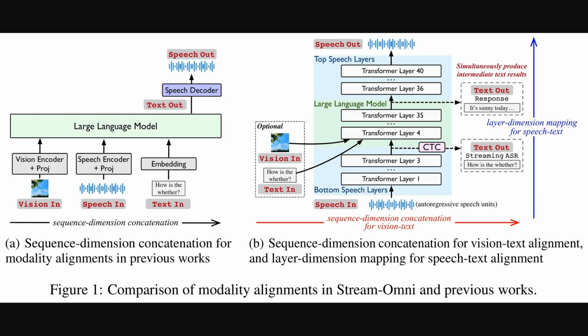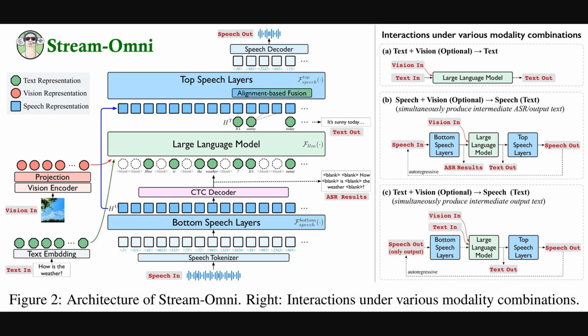And this figure really helps visualize the difference. On the left, in diagram A, you see the old way, what's called sequence dimension concatenation. It basically just lines up the processed vision, speech, and text data and feeds it all into the model at once. But on the right, in diagram B, we see Stream-Omni's approach. Vision and text are still concatenated, but speech is mapped directly into the middle layers of the model. This allows it to simultaneously generate a live transcript from a process called automatic speech recognition and the model's final response.